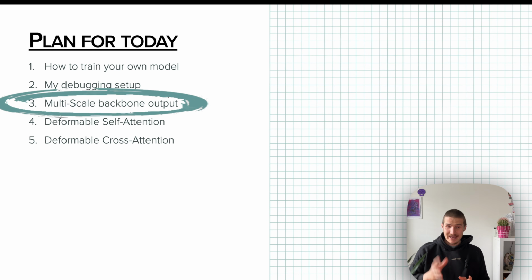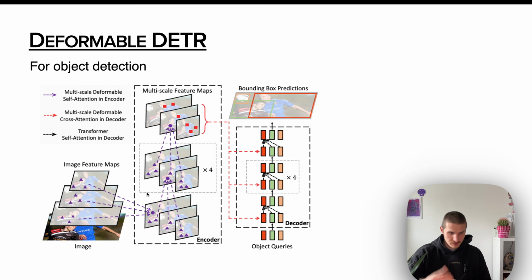Okay, so now that we can launch our model and can debug it in Jupyter Notebook, let's start reading the actual model code. And we'll start with the backbone output and how the entire multi-scale stuff is working. So here is the picture from the paper of the overall model architecture. So this is the part with the backbone.